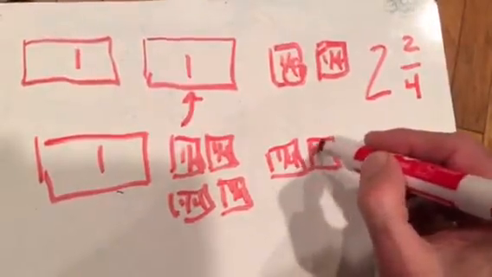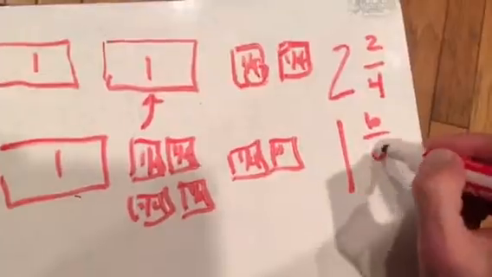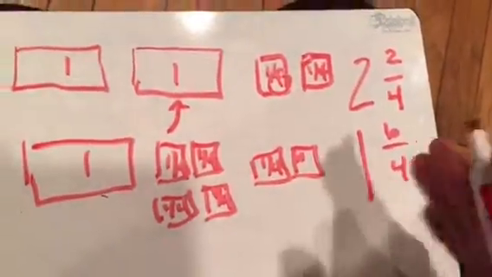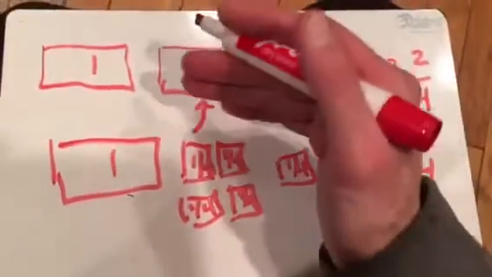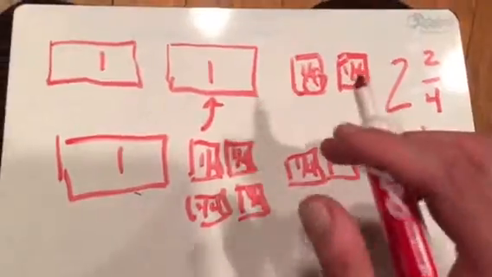And so now the fraction I would write for what's modeled here is 1 6/4, because we have 6 1/4 tiles. I know it's an improper fraction, but I'm just doing this to model the way we are taking a whole unit in and trading it in for the pieces.